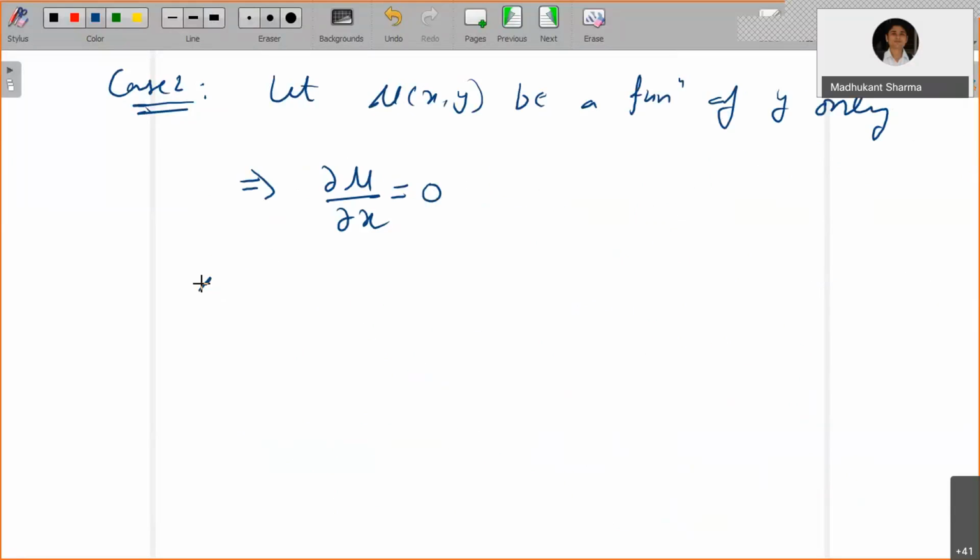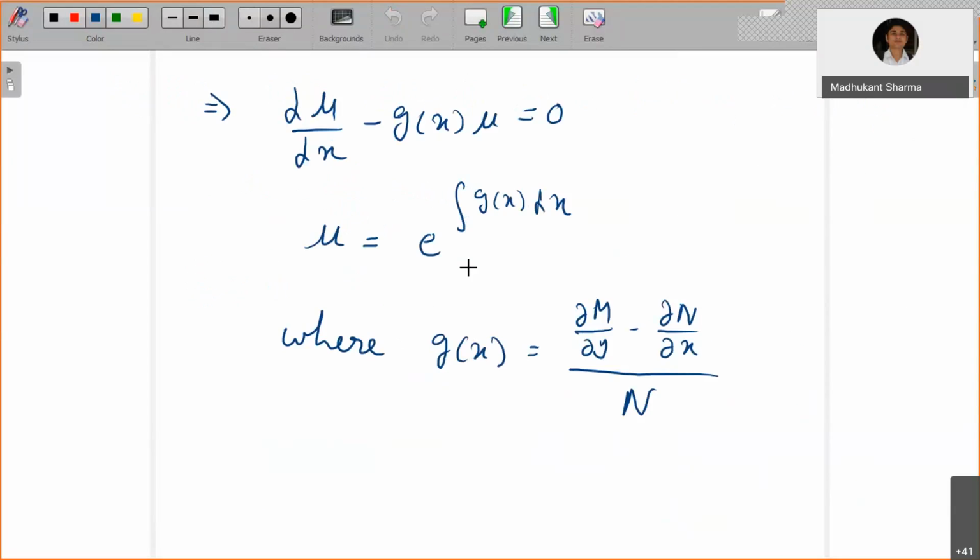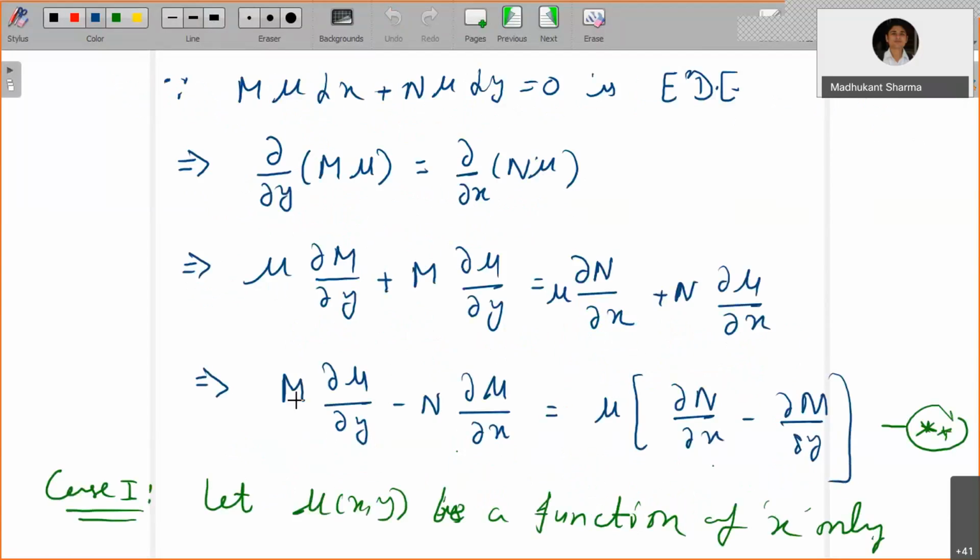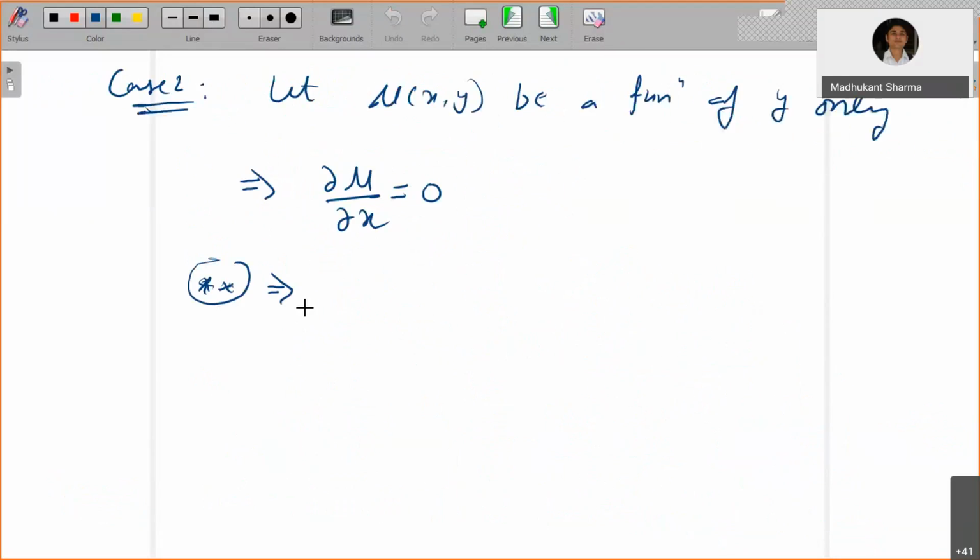And then the double star equation gives you the following. Since ∂μ/∂x is 0, you have M times ∂μ/∂y is equal to μ times (∂N/∂x minus ∂M/∂y).